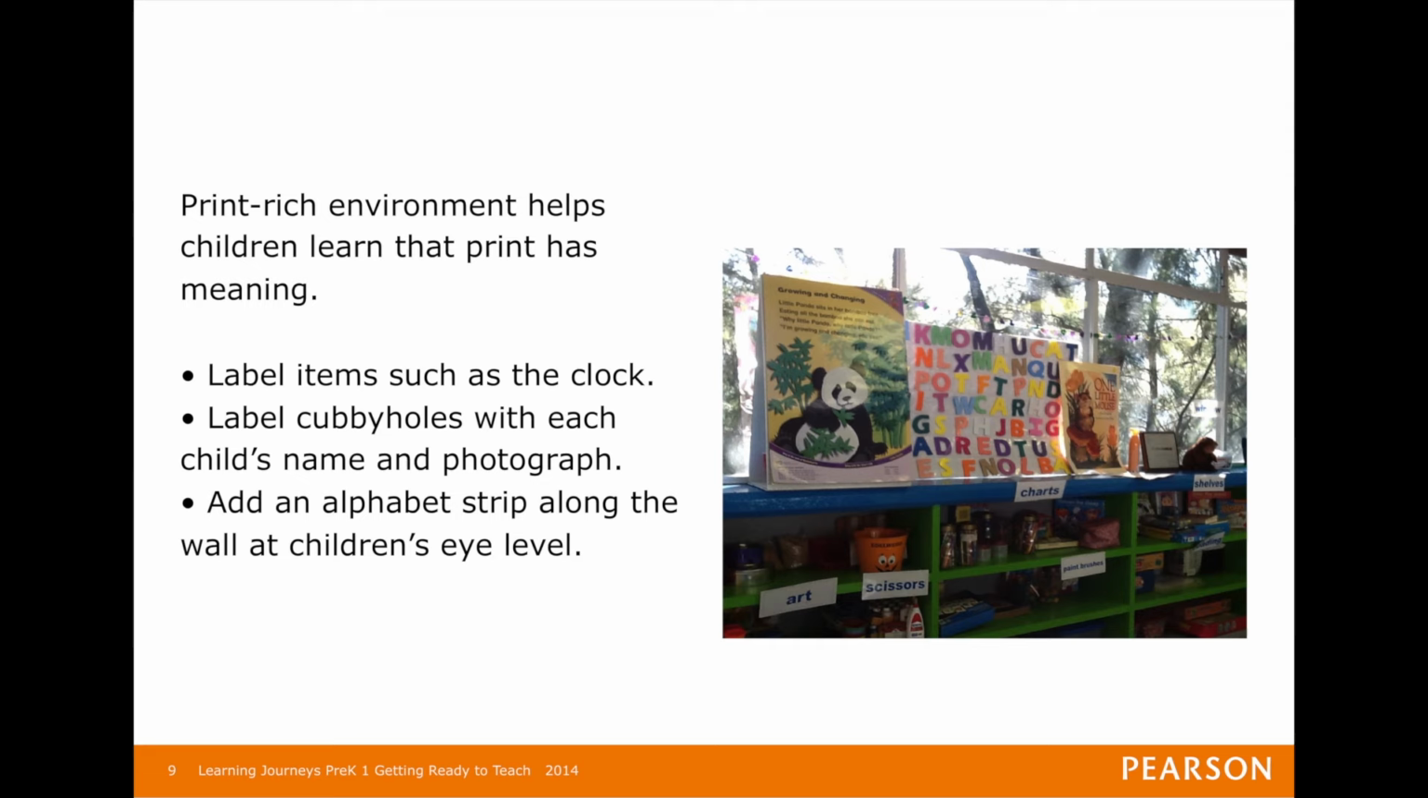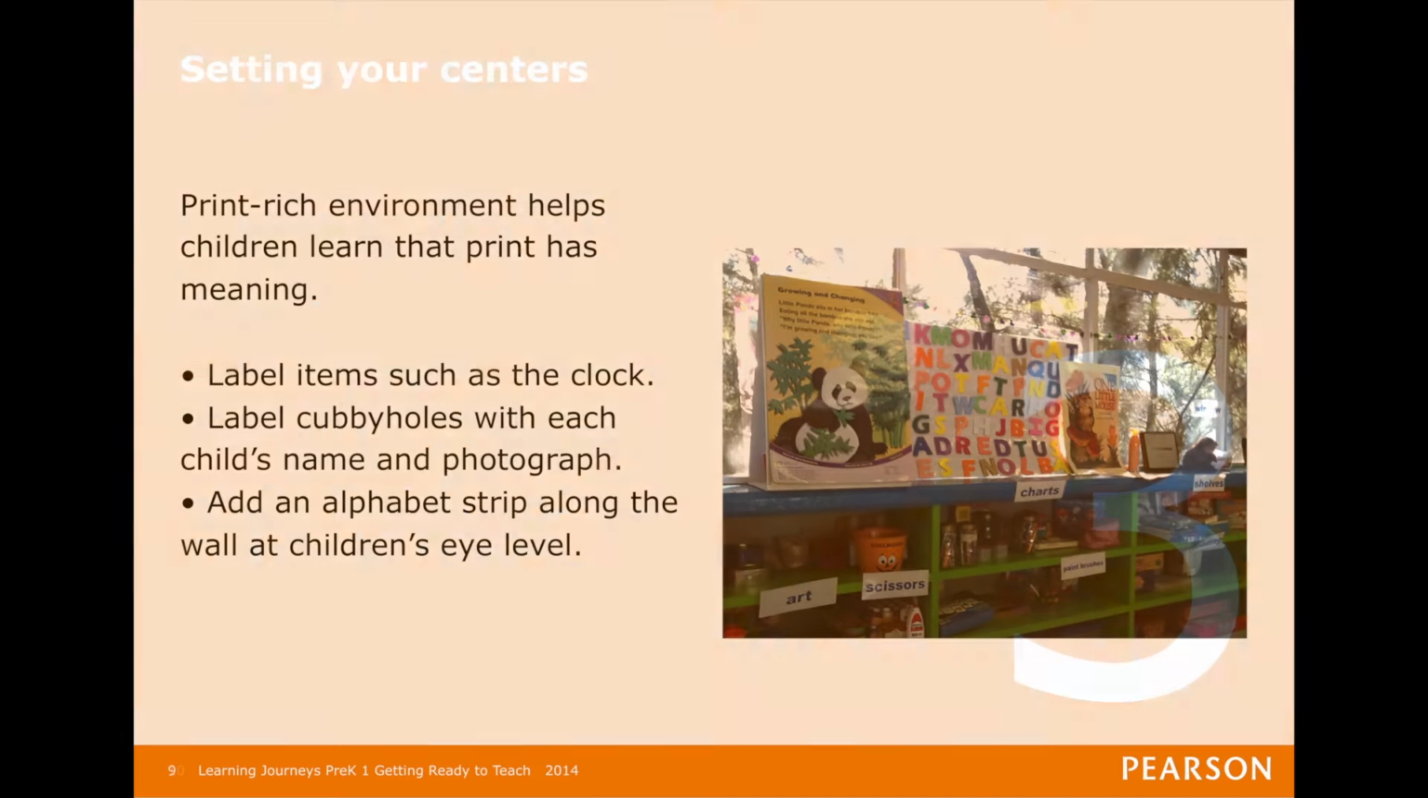Create a letter wall by displaying the Learning Journeys Pre-K1 alphabet cards horizontally across the wall at children's eye level. Display each child's picture and first name under the correct letter. Highlight the first letter in each child's name by underlining it or writing it in a different color. Continue to add words and environmental print to the wall throughout the year.